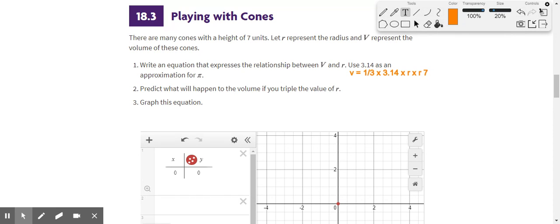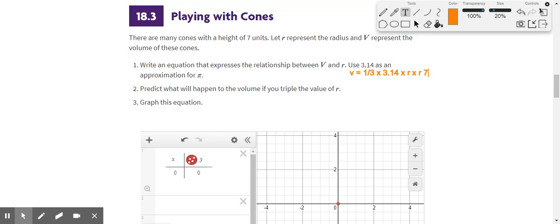What we're going to do is come up with a formula. We'll simplify this and we'll end up with volume equals something times radius squared. Then what you're going to do is predict what would happen if you tripled the value of R. So if R is 1, I'll have a certain volume. What if R is 3? What happens to the volume? Does it get 3 times as big? I'm sure you figured out it does something a little different.